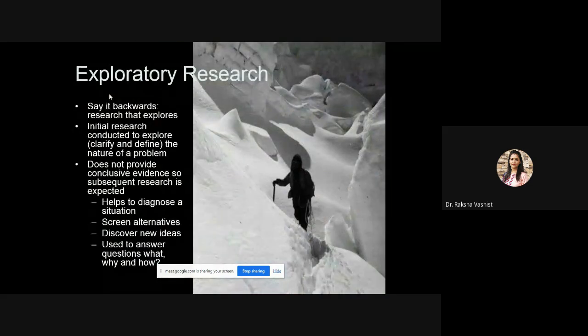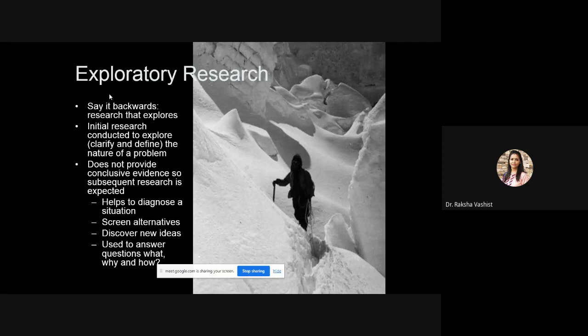So when we talk about exploratory research, what does it mean? Exploratory research focuses on exploring new insights from the existing phenomena. All right, it is the initial research that is conducted to explore, clarify, and define the nature of the problem only.